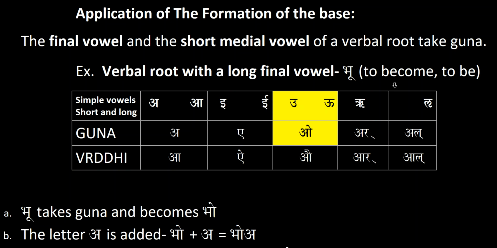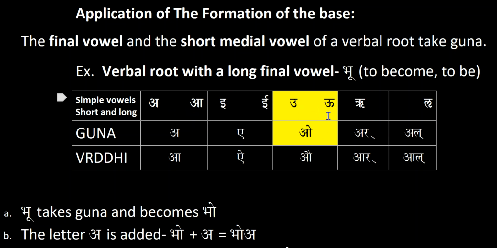Now remember, keep in mind the rules for the first conjugation. The final vowel and the short medial vowel of a verbal root take guna in the first conjugation. So the final vowel here is oo. So what do we have to do so that we can make our verbal base? What we have to do to put it under guna is to pull out this table that was introduced to you, and we have to find the long vowel sign oo because that is what is in our verbal root. So we have a, i, oo, oo.